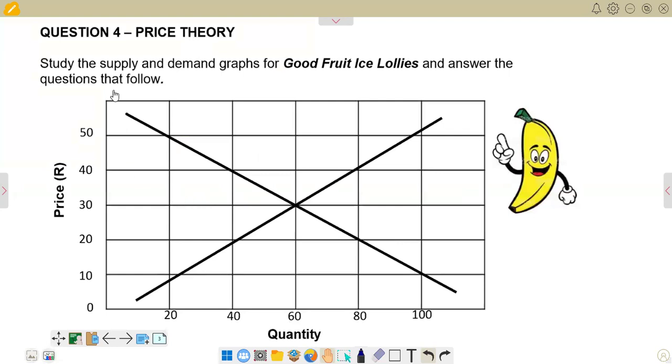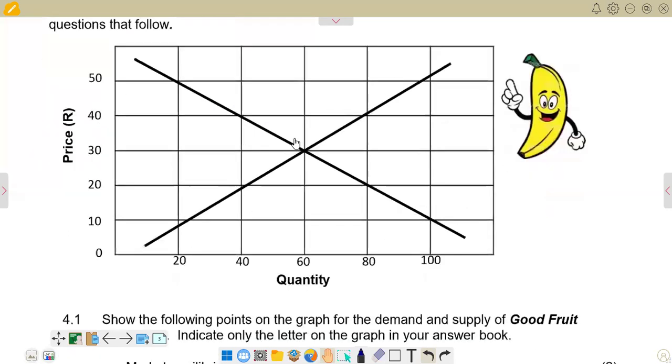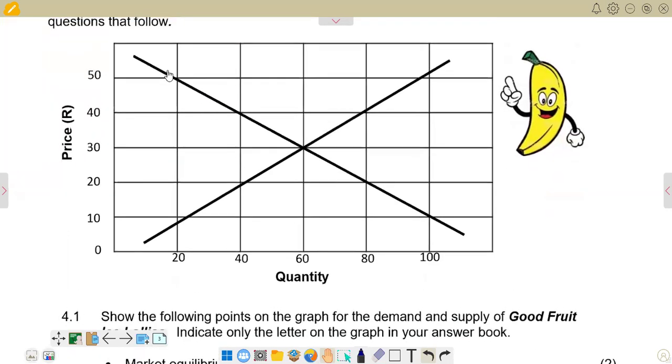The question reads: study the supply and demand graphs of good fruit, ice lollies, and answer the questions that follow. So we are given a graph, and we are seeing that the curves there are not labeled. We have got a negatively sloped curve, this one, and a positively sloped curve, this one, and it's also not labeled.